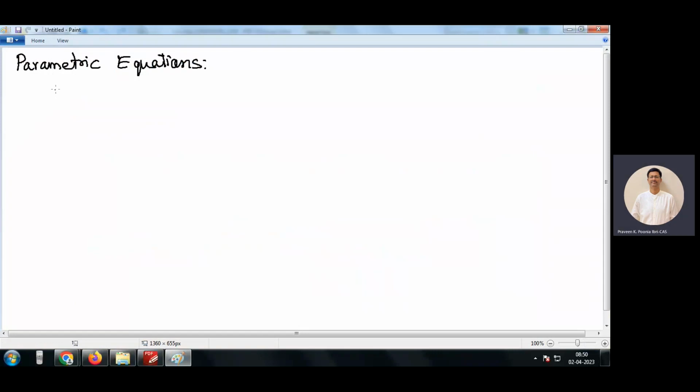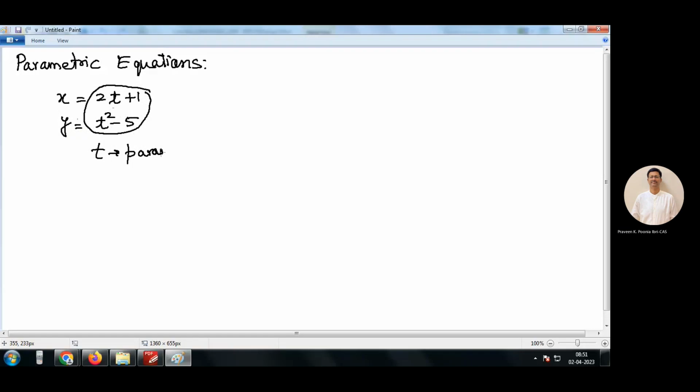Parametric equations: if there is a function x is equal to twice of t plus 1, minus 5. Clear? So if two dependent variables x and y are connected with a third variable that we call the independent variable, here we call t a parameter. We call it a parameter.